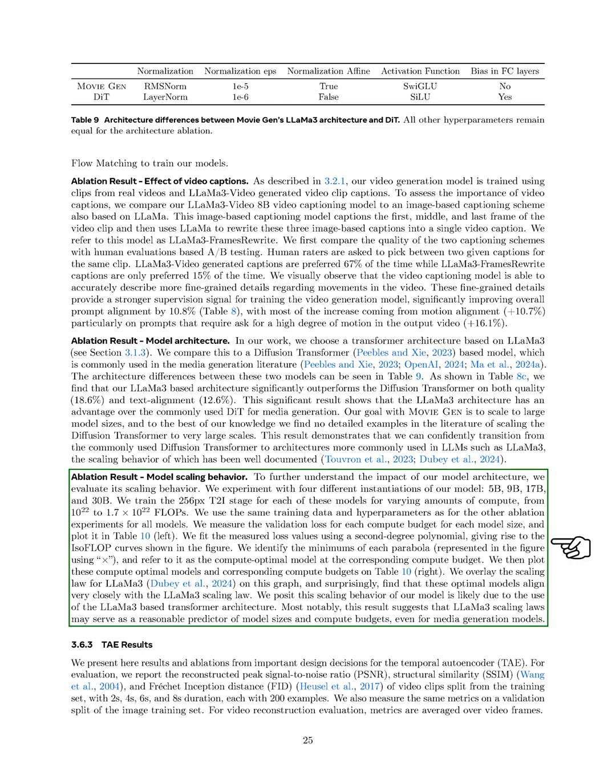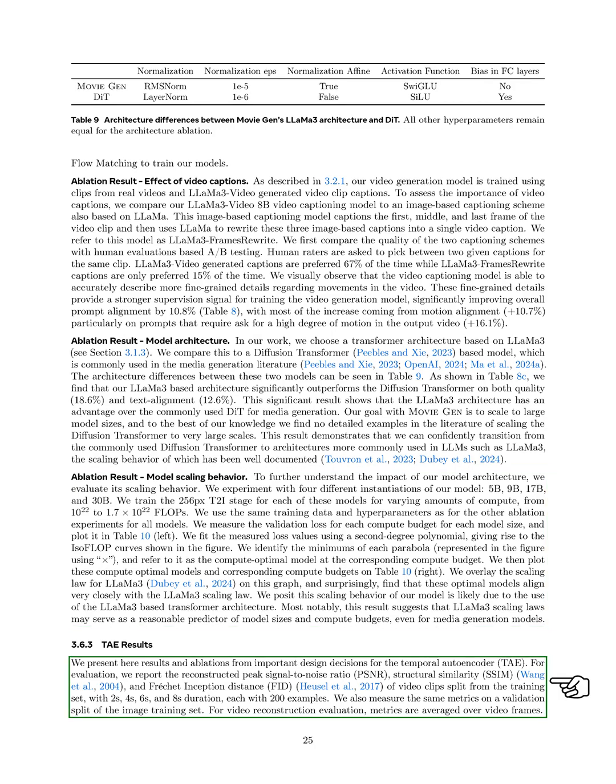Section TAE Results. In this section, we present the results and insights from our temporal autoencoder (TAE) design choices. For evaluation, we report the reconstructed peak signal-to-noise ratio (PSNR), structural similarity (SSIM), and Frechet inception distance (FID), for video clips taken from the training set, with durations of 2, 4, 6, and 8 seconds, each containing 200 examples. We also assess these metrics on a validation split of the image training set, averaging them over video frames.